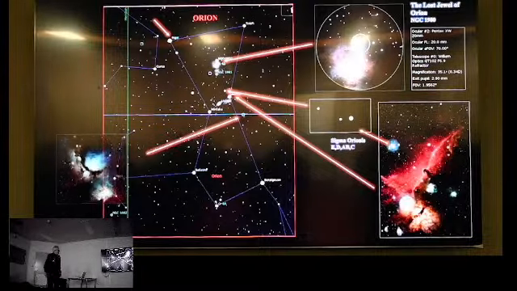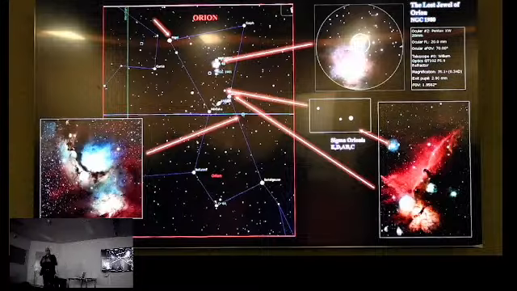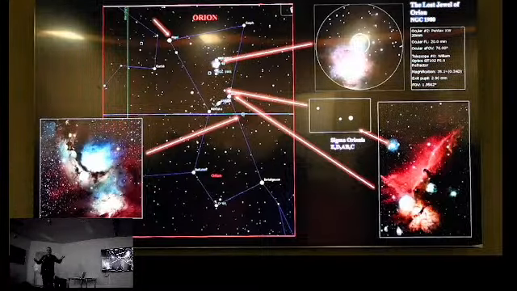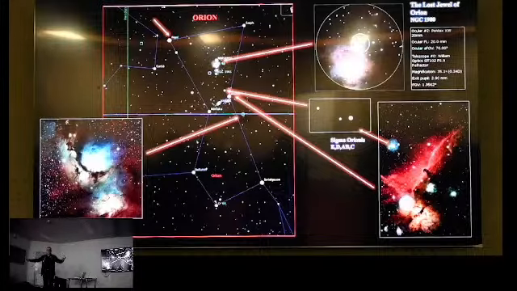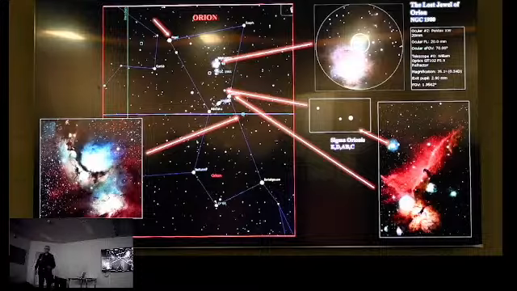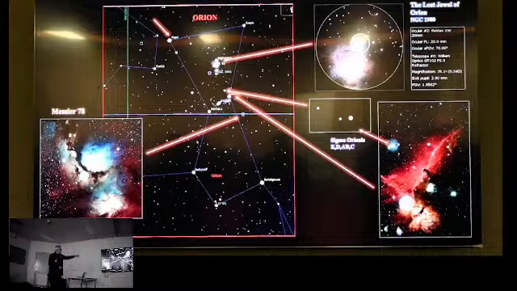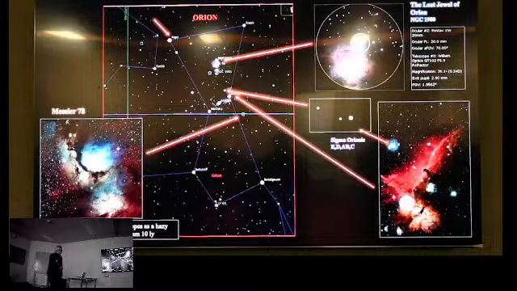Now over here, I've done this so that I took two different systems here. One is for observers, one is for photographers. Now this is a photographer's dream. This is M78, you might recognise it. Messier 78, largely a reflection nebula.